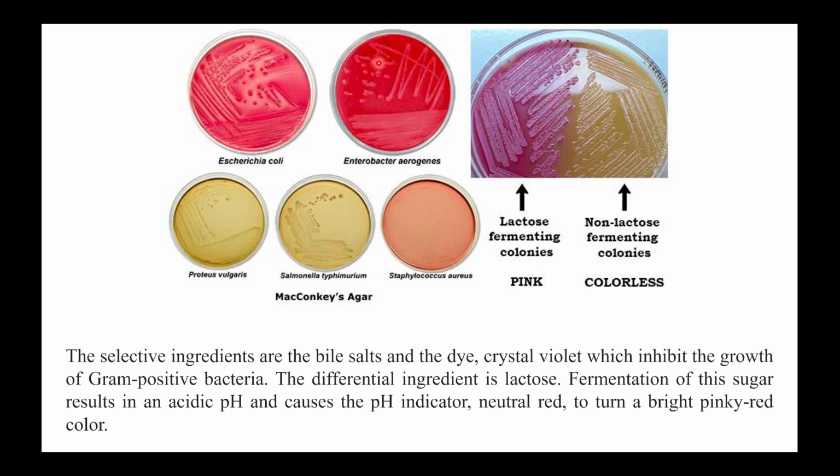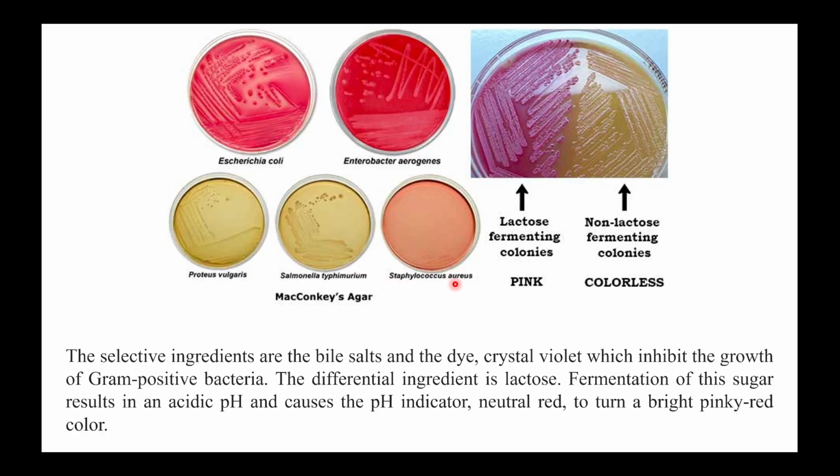So the first example is MacConkey's agar. It is a selective and a differential medium. So you can see the photo here. The plate has both the pink colonies and the yellow colonies, right? And in these photos, you can see E. coli, Enterobacter aerogenes, Proteus vulgaris, and Staph aureus. You can see Staphylococcus aureus is not growing on this plate, but all the other organisms are growing on this plate, right?